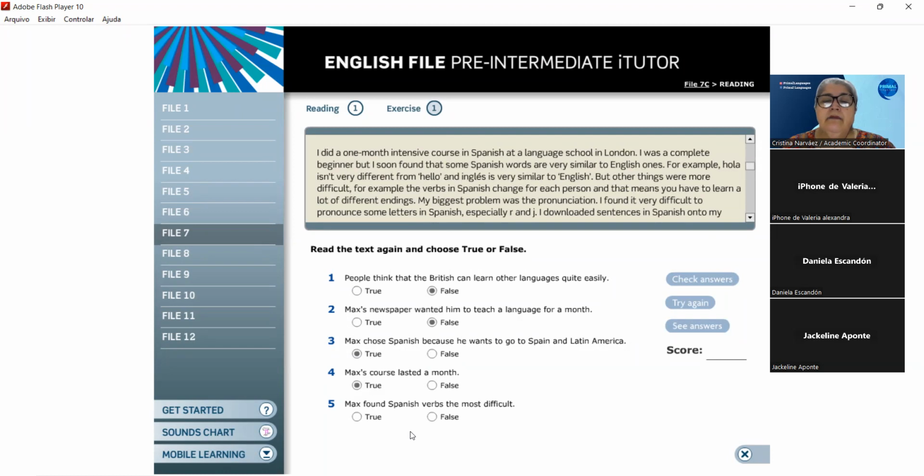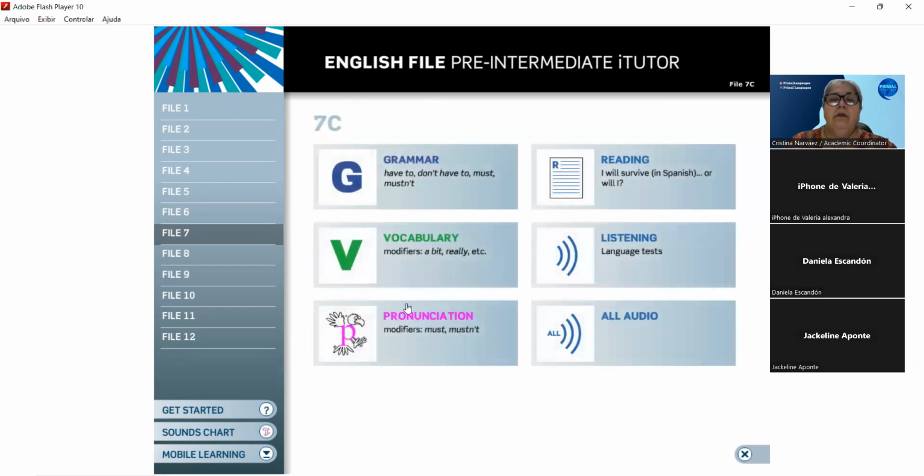Number 5, Daniela. Max found Spanish pronunciation the most difficult. True. Wasn't difficult. He said especially R and J. Sorry, it was the pronunciation. It was difficult, but the pronunciation was more difficult. Okay. Any questions? Now let's go to the vocab.